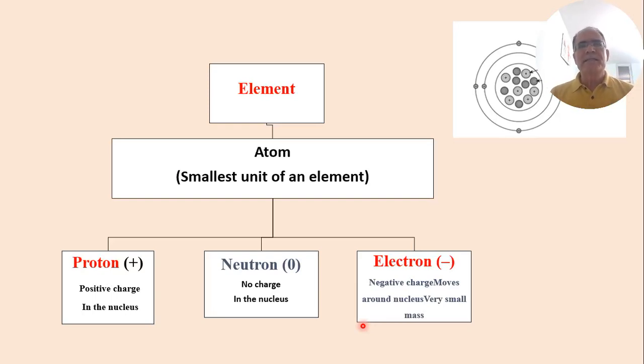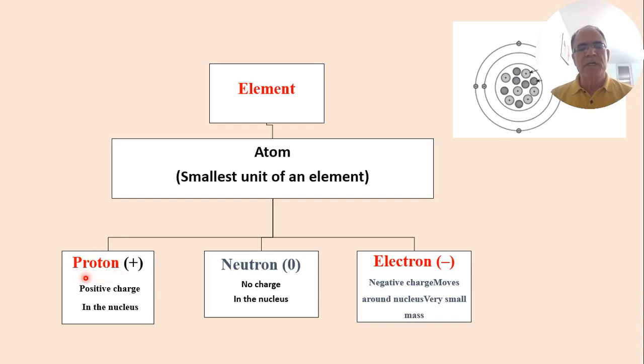Okay, elements are the smallest unit blocks of matter. Elements in turn are made up of different particles called atoms. An atom is the smallest unit of an element. An atom in turn is made up of three components called subatomic particles. These particles are called proton, neutron, and electron. A proton is a positively charged particle.